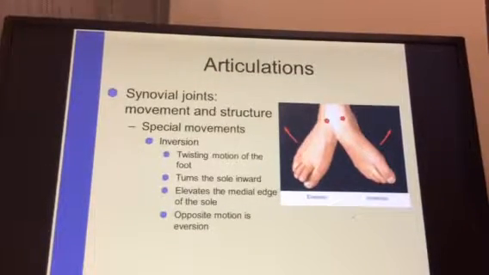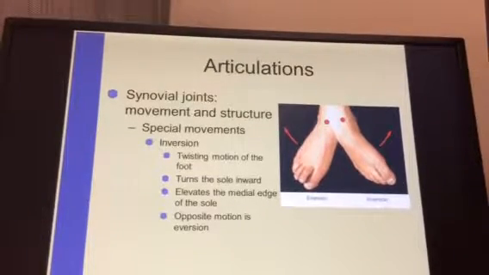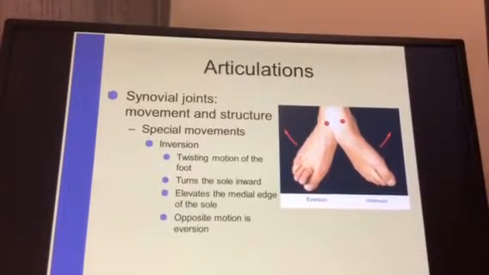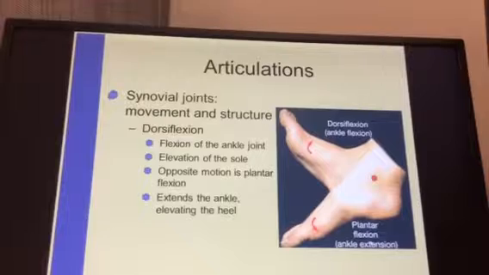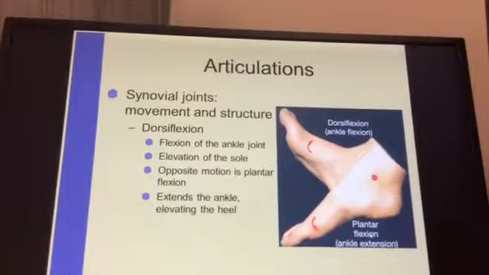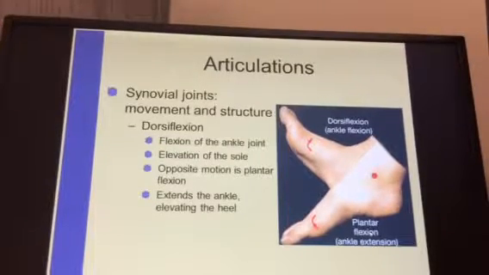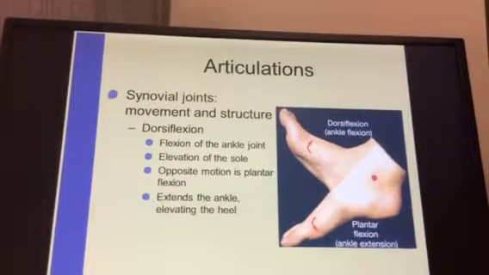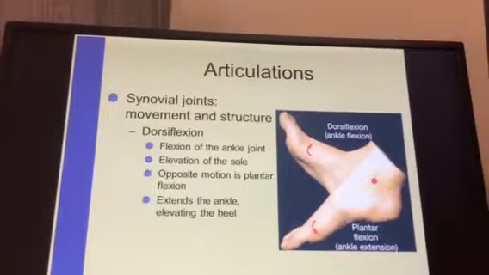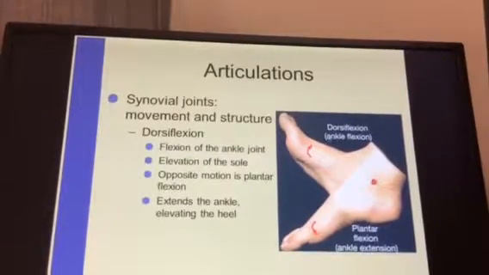Other movements we can have are inversion and eversion. Inversion is in, so in towards the body. Eversion is moving the outside away from the body. We can also have, specifically to the foot, dorsiflexion and plantar flexion. Dorsiflexion, again, is moving up and towards the body. Plantar flexion is moving towards the plantar aspect and moving away. This is what we call the dorsal surface and the plantar surface when we're dealing with the foot. These are specific motions to the foot and ankle. These are not specific to other portions of the body.